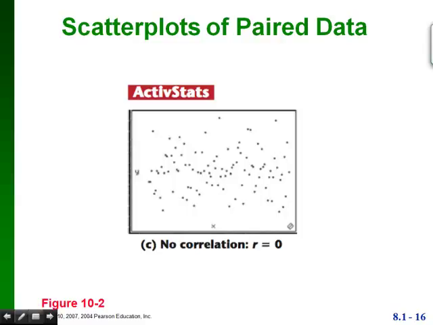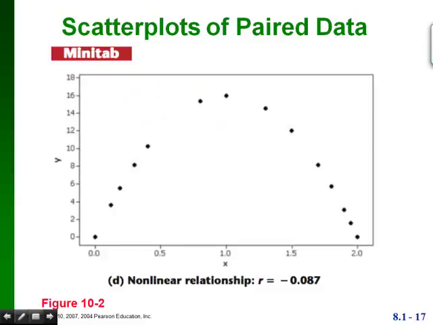In general, the closer that the R value is to 0, the less linear relationship there is. And if it's actually equal to 0, that means that there's no linear relationship at all, no correlation. In this picture, the data has a relationship, but it's not a linear one. In other words, it's not in a straight line. It looks more like a parabola. So we could still find the R value for this, but notice that it comes out to be -0.087, which is very close to 0, which means that there's not a strong linear relationship here at all.